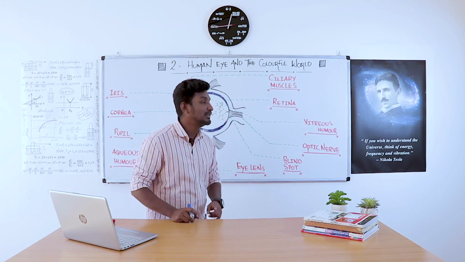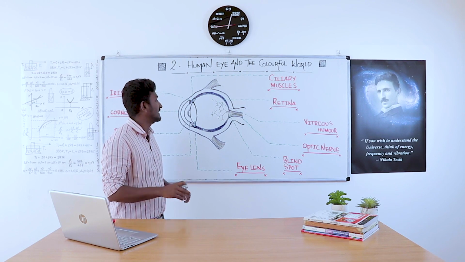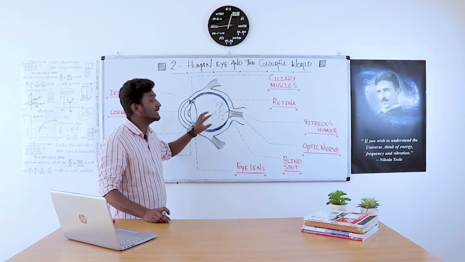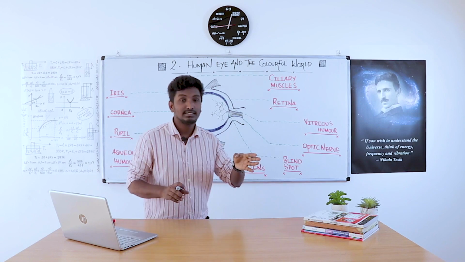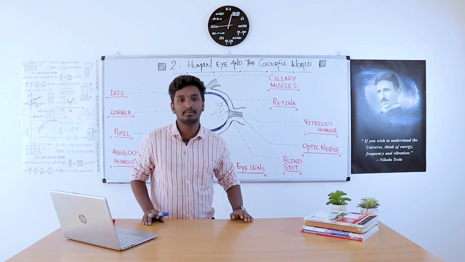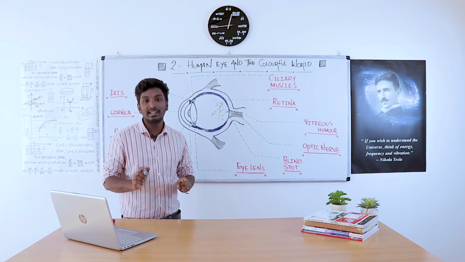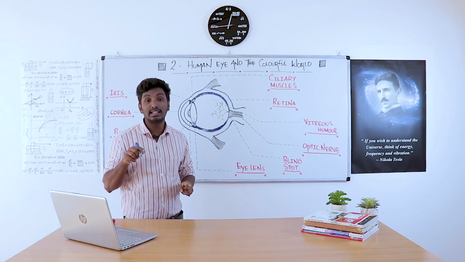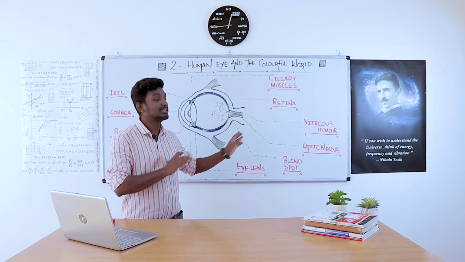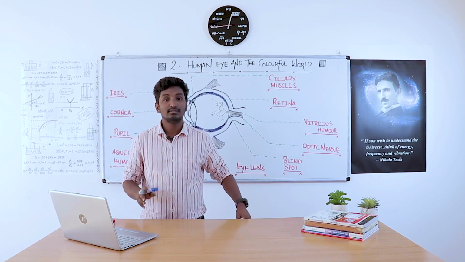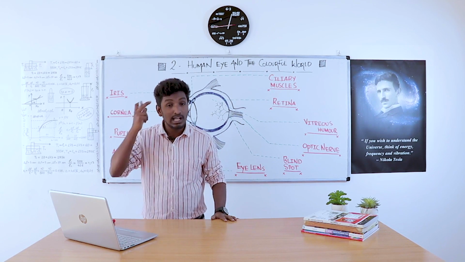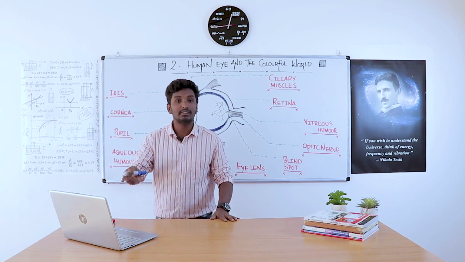Next is optic nerve. The main function of the human eye is to see, that's the sense of vision. The human eye cannot identify or analyze what we are seeing. The function is just to see. Who analyzes what we are seeing? Our brain analyzes what we are seeing.